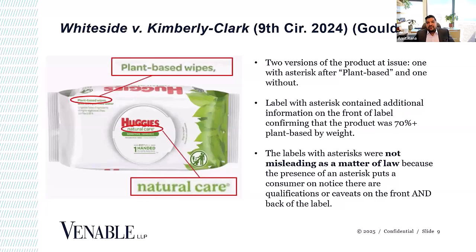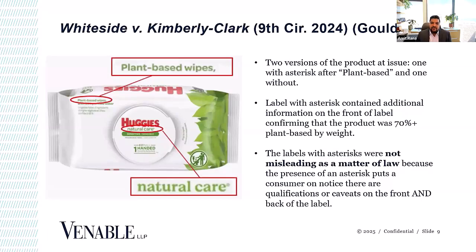It was almost a perfect case for an application of this because there were two versions of the product at issue. These were Huggies baby wipes, and Huggies labeled them as plant-based wipes. But there were two versions of the product. One had an asterisk after the plant-based claim, and that asterisk said it was 70% plus plant-based by weight. There was also a second version of the product in the record, and that just said plant-based wipes without any qualifying language or asterisks.